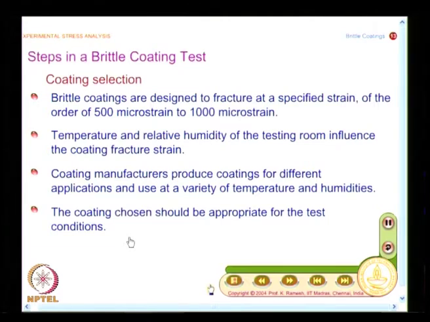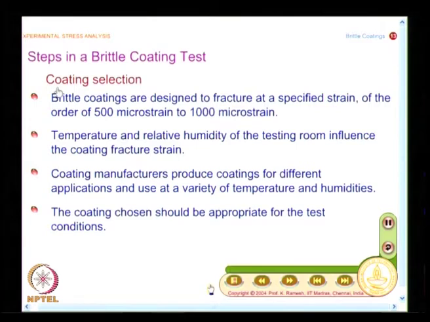And I said the environment is very sensitive. So, the temperature and relative humidity of the testing room or the test place, because it is also an outdoor technique, you have to measure, because they influence the fracture strain of the coating, because all your calculation depends on what the fracture strain is.